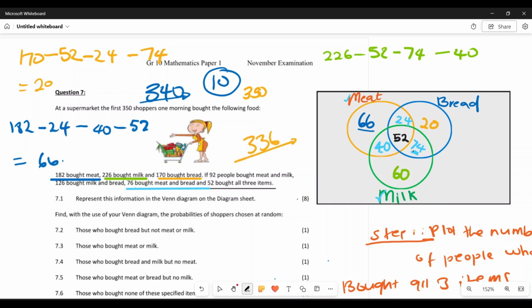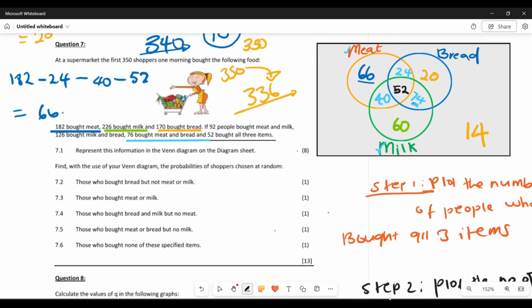Remember, the total number of people must be 350, meaning that in total our Venn diagram should have 350 people. Now, what is the difference between 350 and 336? This is 14. And what would 14 be? 14 would be the number of people who didn't buy any of the three, which should be outside your circles. And now, as a result, this would be your complete Venn diagram.